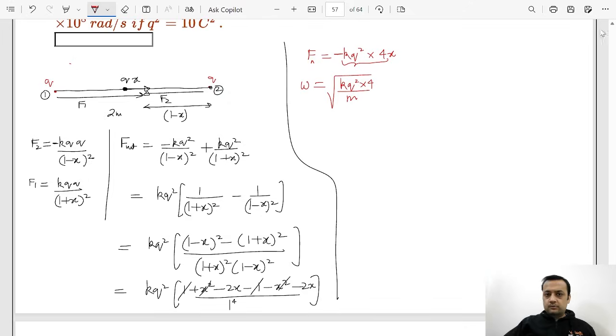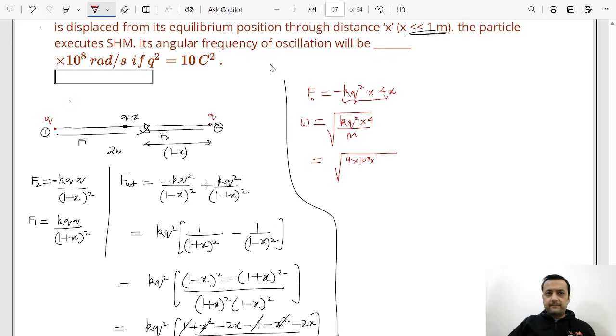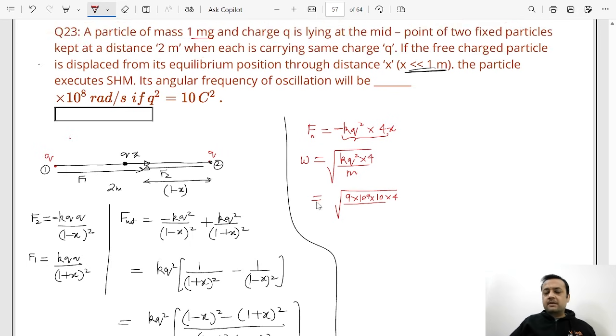Okay. So now we can put the values. We know that this k is the Coulomb's constant, which is 9 into 10 to the power 9. Q square was given as 10 Coulomb square, so Q square will become 10. And mass of the particle was 1 milligram. So 1 milligram is 10 to the power minus 3 gram, which means it is 10 to the power minus 6 kilogram. Okay, in kg. So look, if you check out the powers of 10, 9 plus 1, 10, plus 6, 16. So outside it will become 10 to the power 8. 9 into 4, 36, will become 6. So answer will be 6 into 10 to the power 8. I hope you would have understood. All right. Let us see the next one.